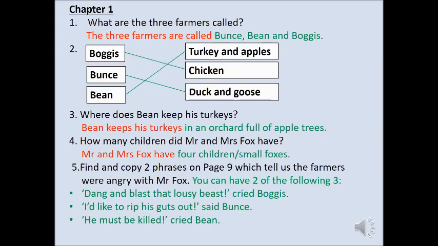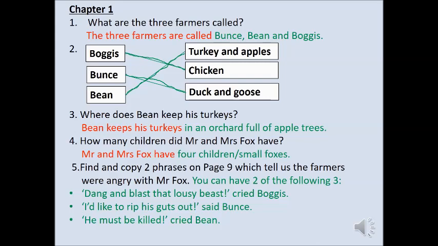Okay, well done, guys. So the 3 farmers are called Bunce, Bean and Boggis. You can see from question 2 that Boggis farmed chickens, Bean had turkey and apples, and Bunce had a duck and goose farm. Bean keeps his turkeys in an orchard full of apple trees. Mr. and Mrs. Fox have, you could have written 4 children, because that was the question, or 4 small foxes, because that's what it says in the text.